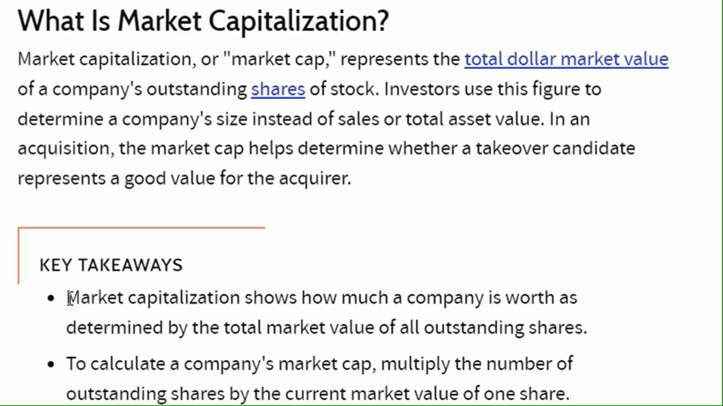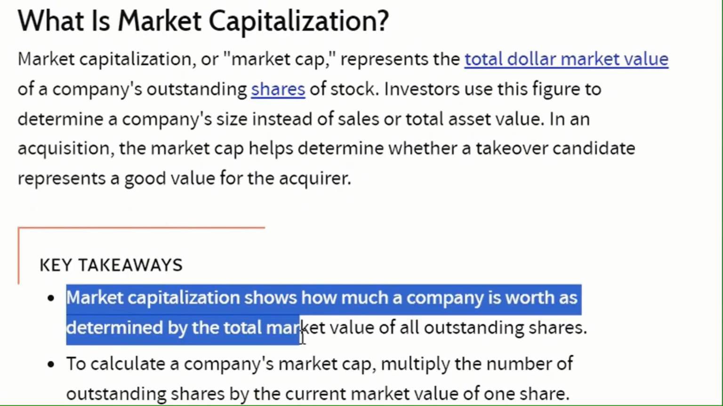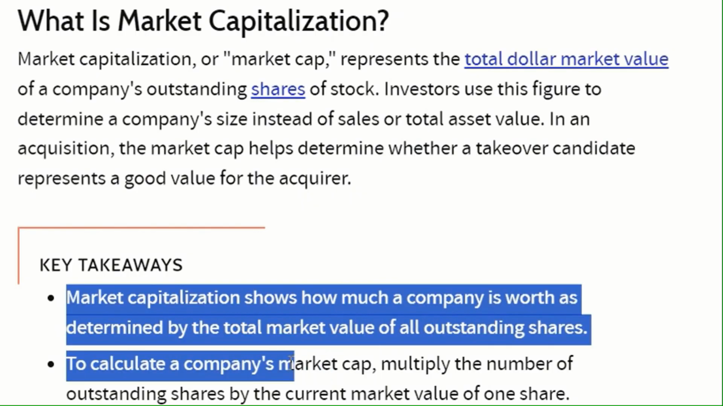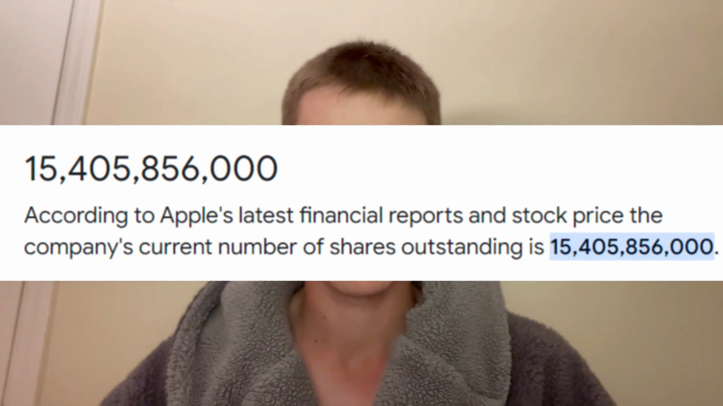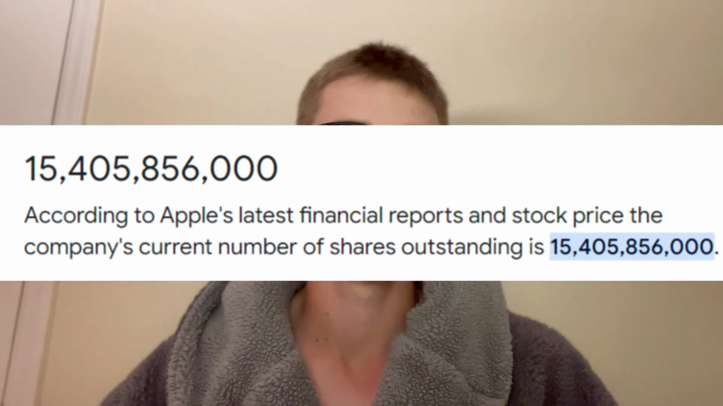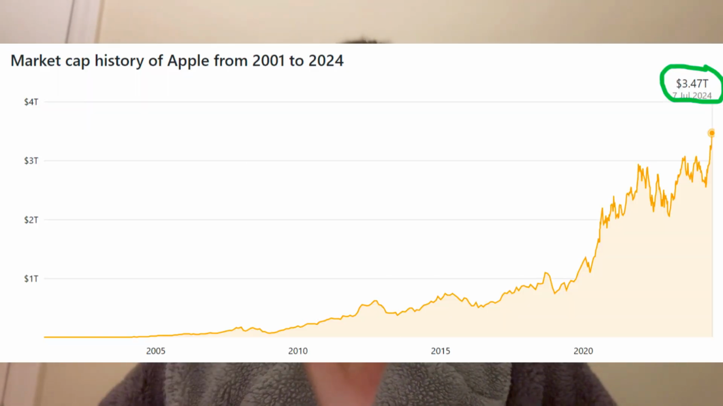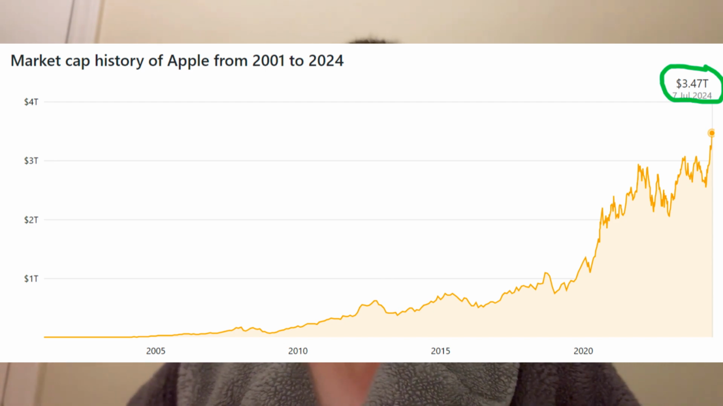Market capitalization, or market cap for short, is the total value of a company's shares of stock. It's calculated by multiplying the current stock price by the total number of shares. Apple's stock price is $226.34, and they have this number of shares. When you multiply these numbers, you get 3.47 trillion. So that is Apple's market cap.